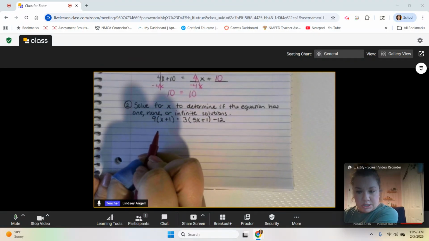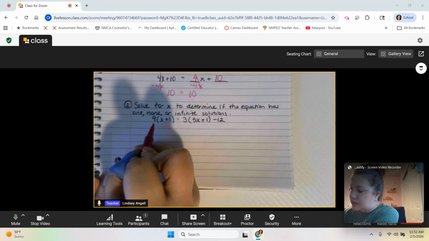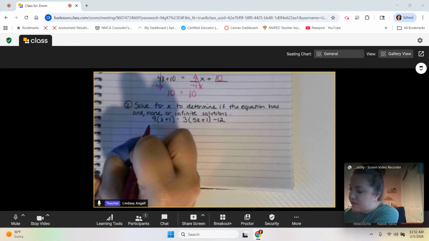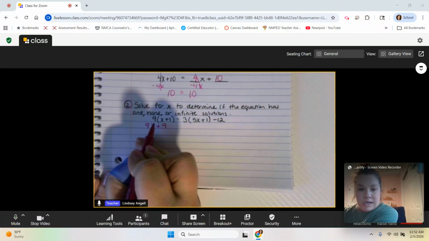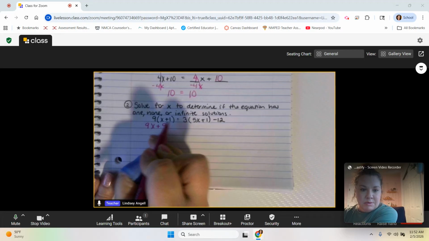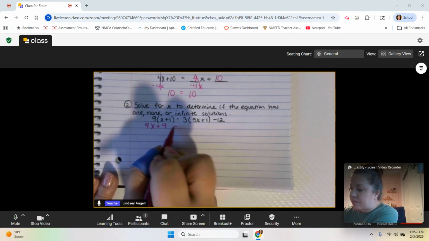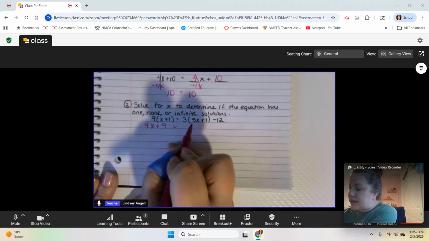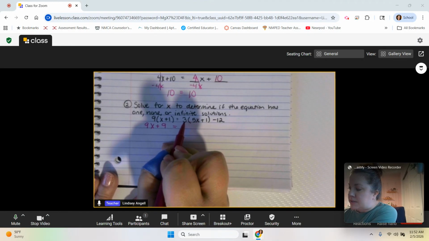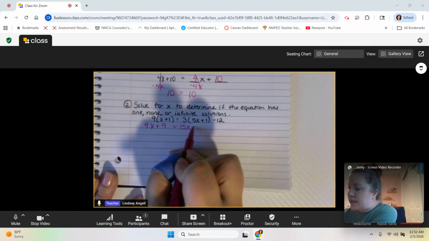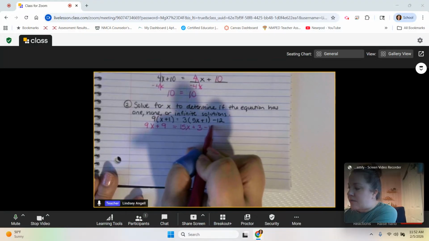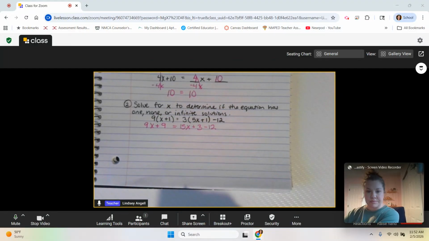So first thing we're going to do, let's get rid of those parentheses. So I'm going to distribute this 9 into everything inside. That would give me 9x plus 9. Just multiply everything inside the parentheses by 9. Then over here, I need to distribute the 3 into the parentheses. So 3 times 5x is 15x. 3 times 1 is 3, and then we still have that 12 hanging out.